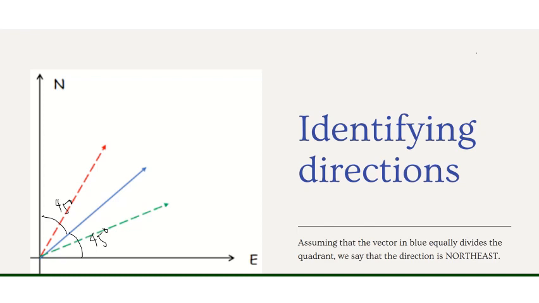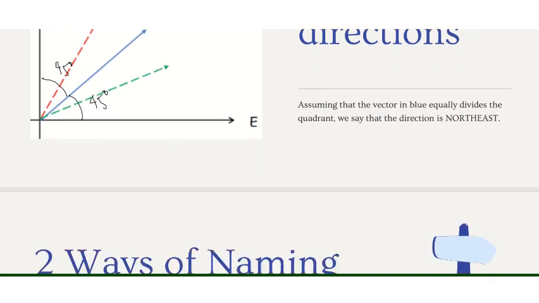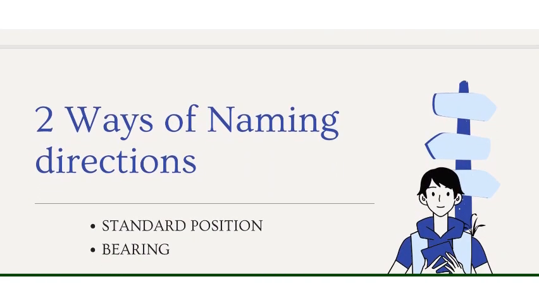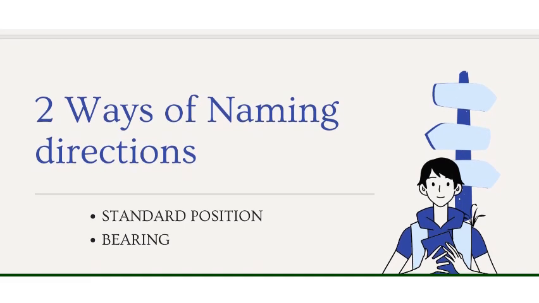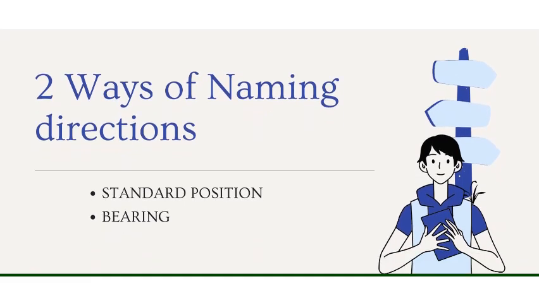However, we have a problem with the red vector and the green vector because we cannot say that they're both northeast, since the red is closer to north and the green is closer to east. So we have a problem in identifying directions. There are two ways of naming directions, with the following conventions: standard position and bearing. The standard position is basically related to trigonometry. And the bearing is what you've heard as northeast, east of north, north of west, south of west, or something like that.